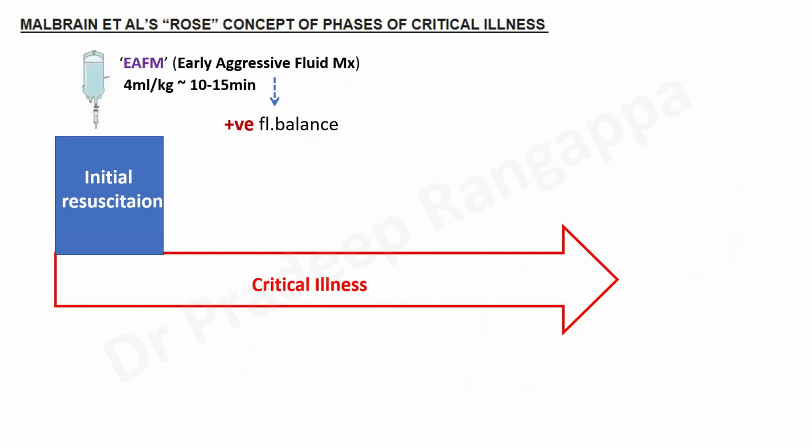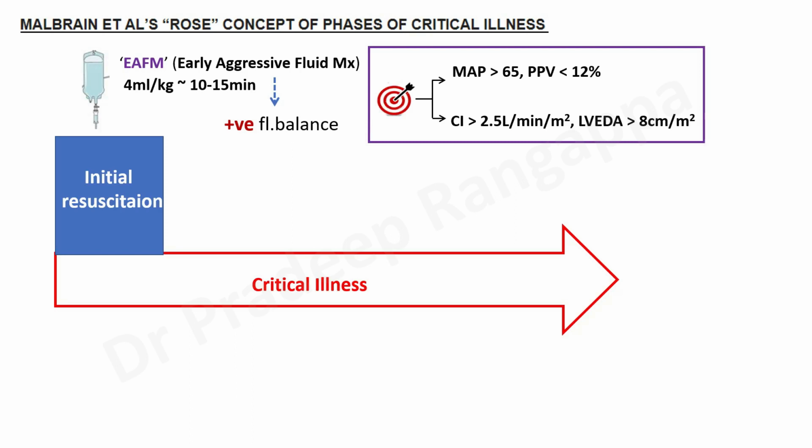So Malbrain came out with a concept called ROSE. ROSE is an acronym where R stands for resuscitation, O is optimization, S is stabilization, and E is evacuation. So he spoke about early aggressive resuscitation, no questions asked. You give fluid. Early aggressive fluid management, you give 4 ml per kg over 10 to 15 minutes, and even positive fluid balance is acceptable in the resuscitation phase.